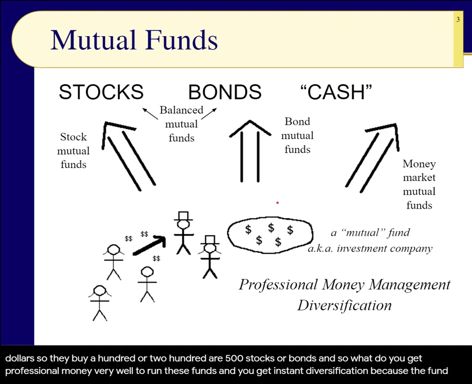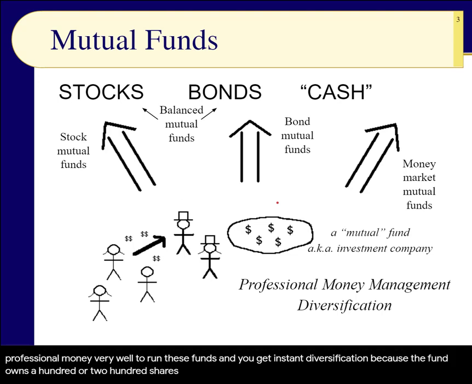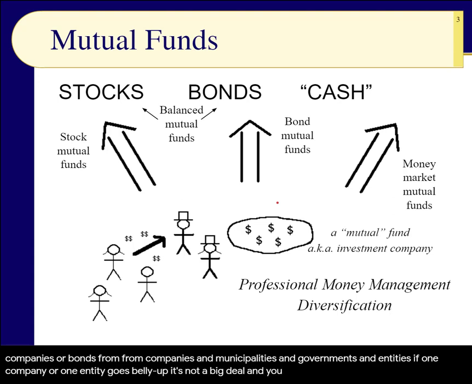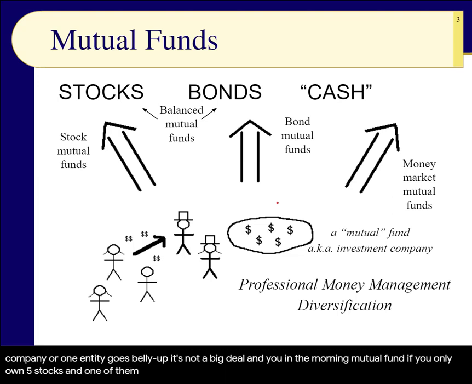Because the fund owns shares in 200 different companies, or bonds from companies and municipalities and government entities. If one company or one entity goes belly up, it's not a big deal in the mutual fund. If you only own 5 stocks and one of them disappears, that's a big deal in your personal portfolio. What's the downside?